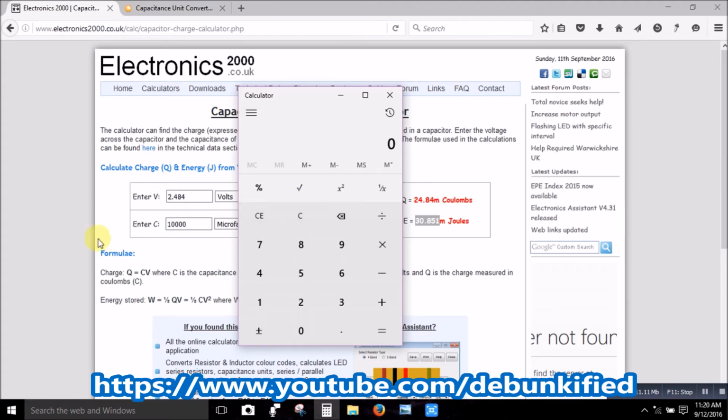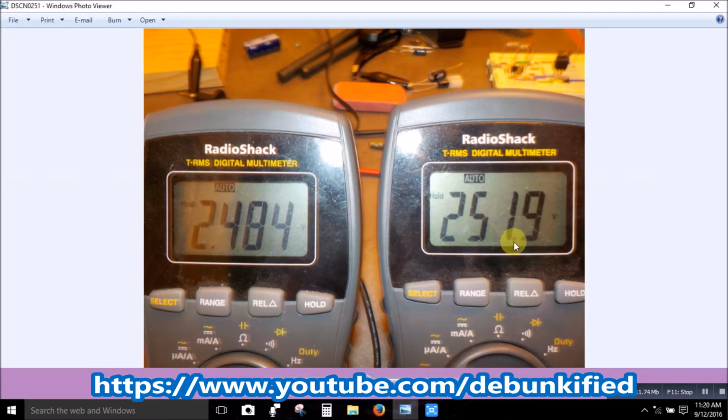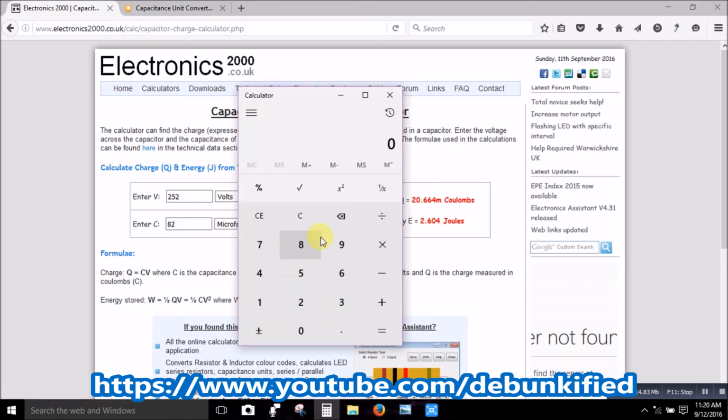Next we take our second capacitor, which had 82 microfarads in it, with 250, I'm going to round this up to 252 volts, and look at the amount of joules here. This is like 2,604 millijoules, I believe, or almost 3 joules of energy. So if we take this 2.604, plug that in, and then divide it by the energy we used, which is only 684 millijoules.